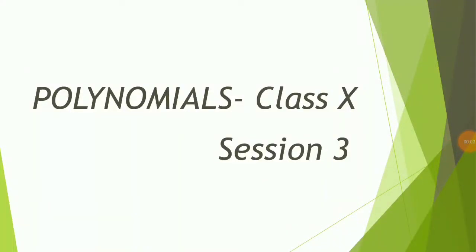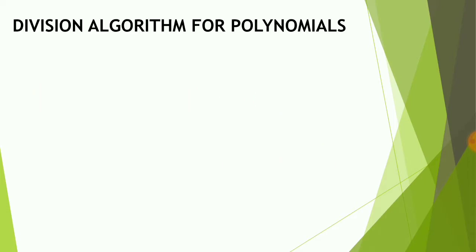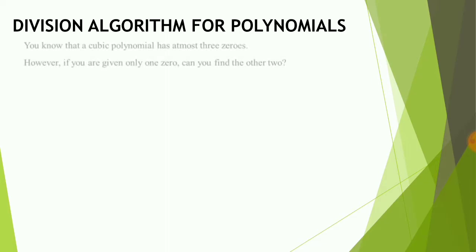Good morning, dear students. Today we are here with the third session of the chapter of Polynomials for class 10. The topic for today is Division Algorithm for Polynomials. You all know that a cubic polynomial has at most 3 zeros. However, if you are given only one zero, can you find out the other two?